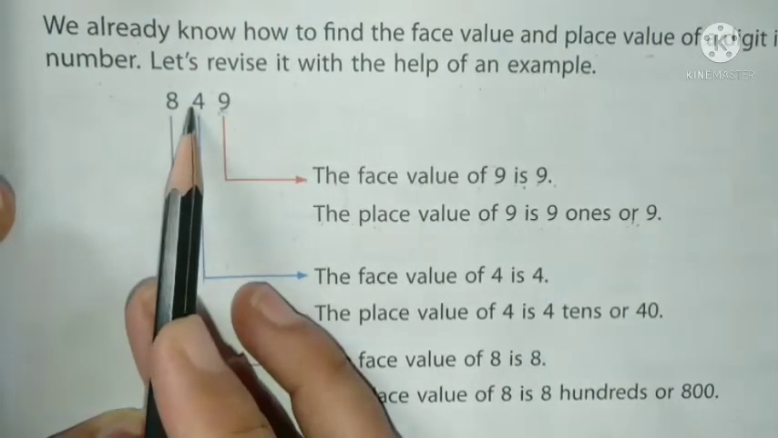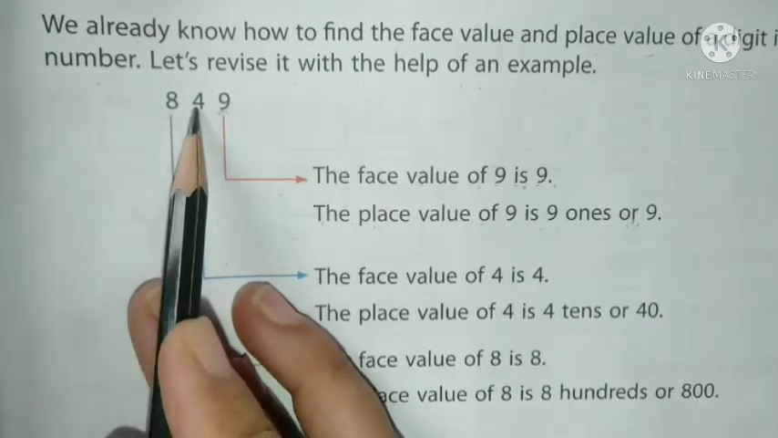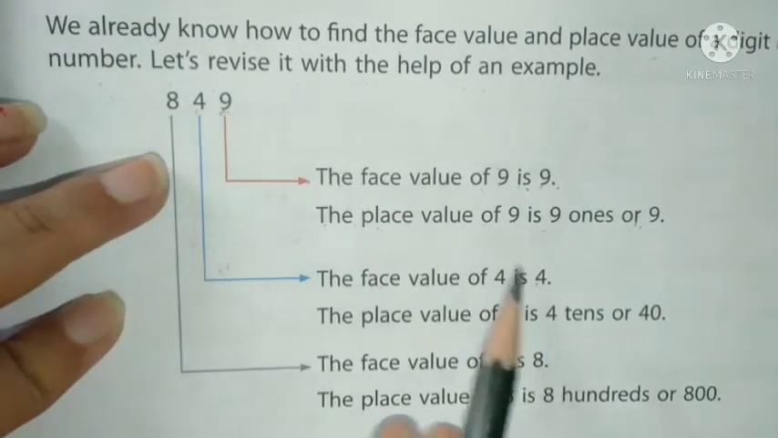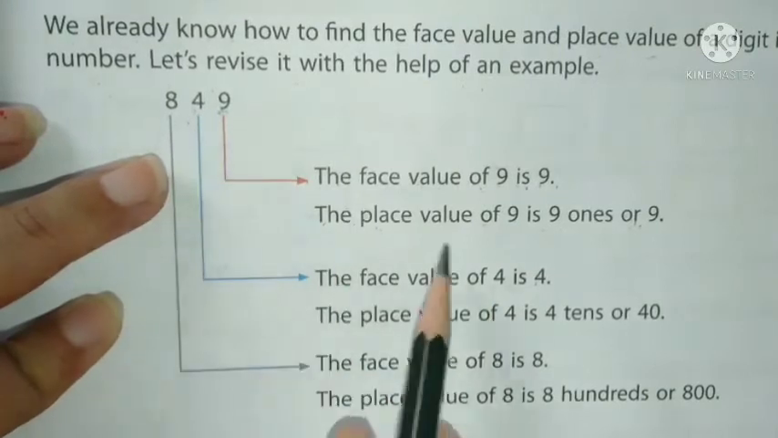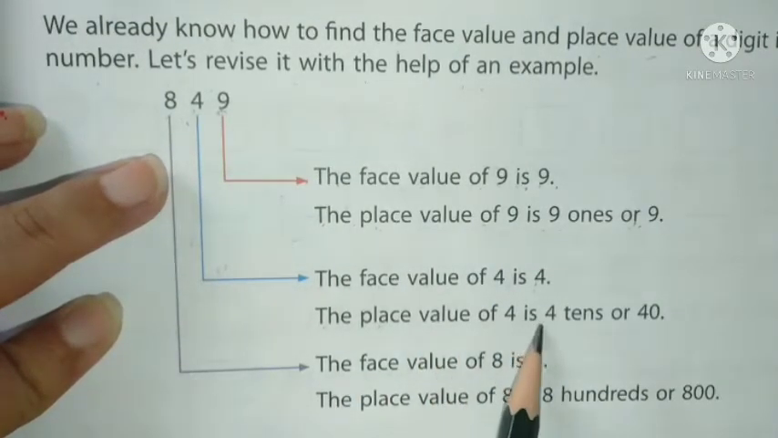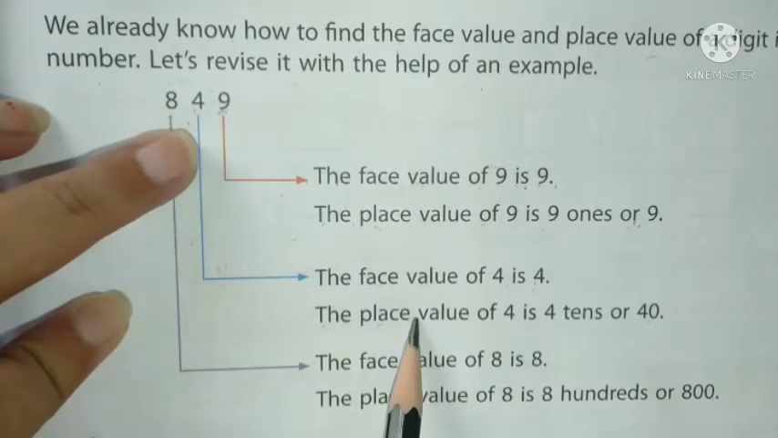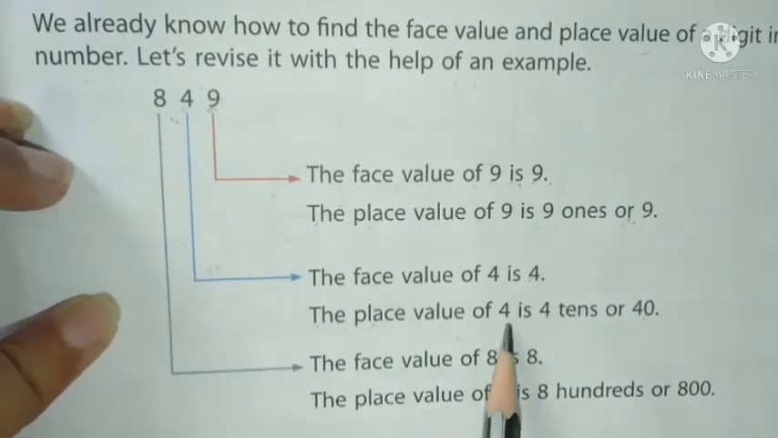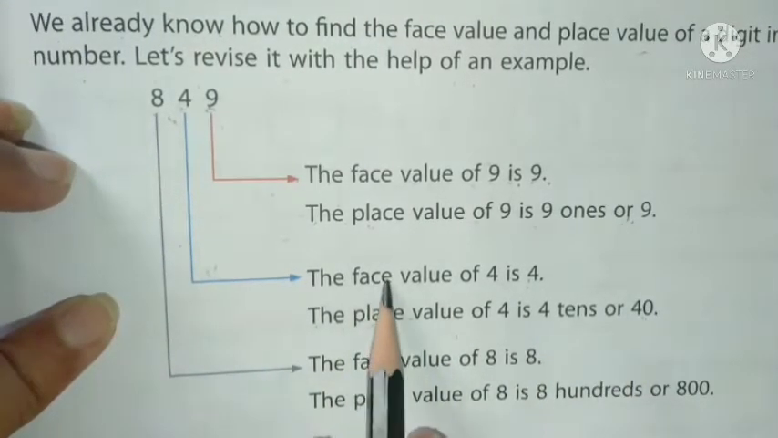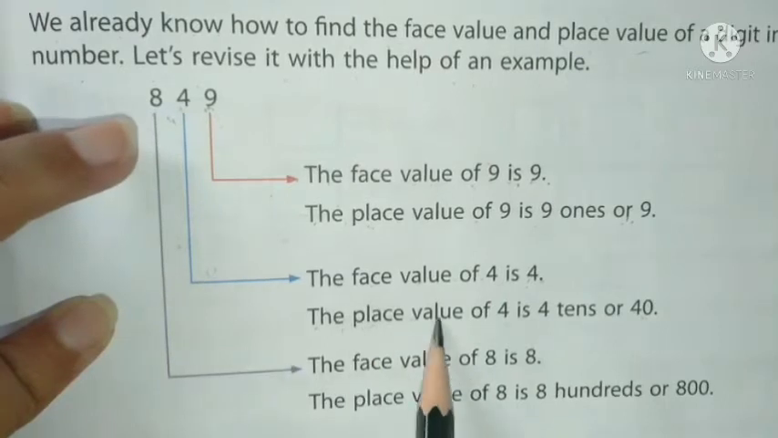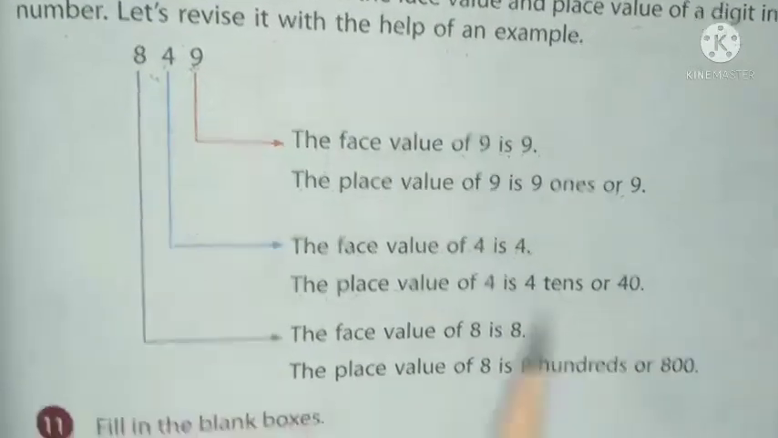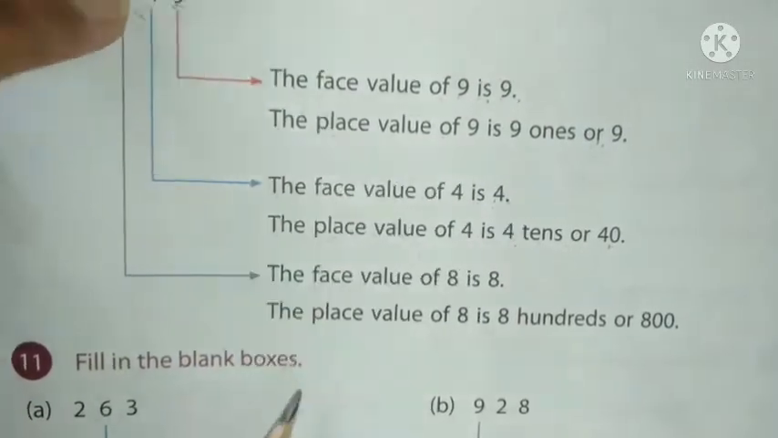Now number 4. Here 4 is on tens place. So pay attention here. The face value of 4 is 4. 4 की फेस वैल्यू क्या है? 4 and the place value of 4 is 4 tens or 40. और उसकी 4 की प्लेस वैल्यू क्या है स्टूडेंट्स? 40, because 4 is on tens place, so the place value of 4 is 40. The face value of 4 is 4 and the place value of 4 is 4 tens, or you can write 40.